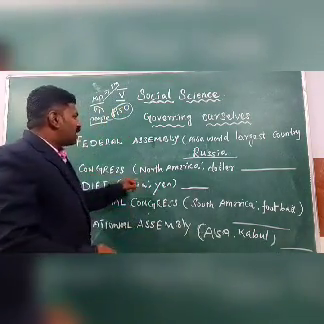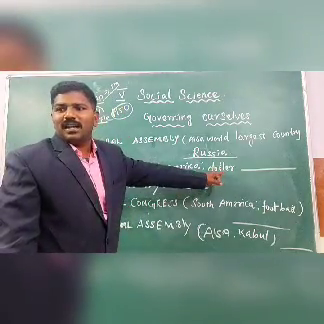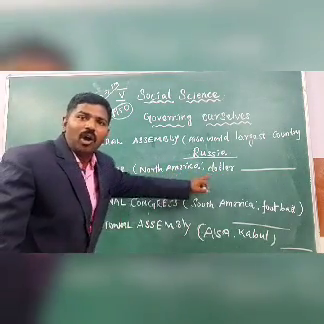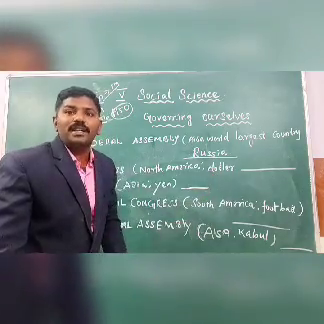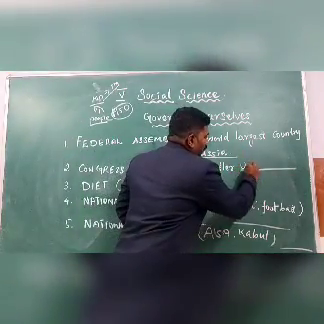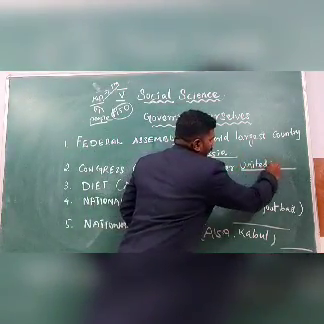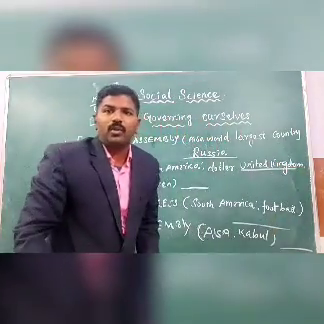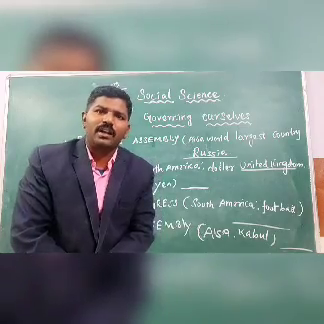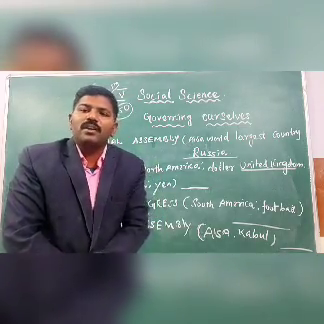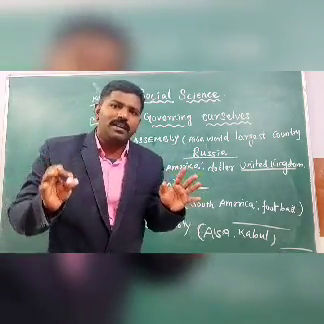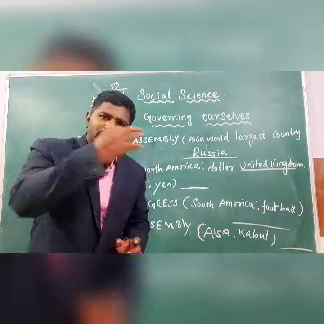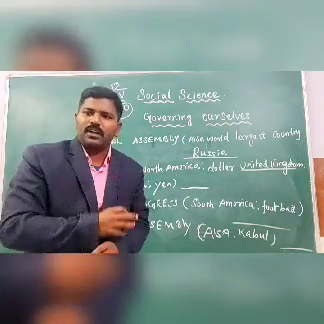Then Congress North America dollar, where is it? United Kingdom. United Kingdom means what? UK means what? London. United Kingdom is called London. The Queen is ruling, and they are also selecting prime ministers. The country also selects the prime minister.